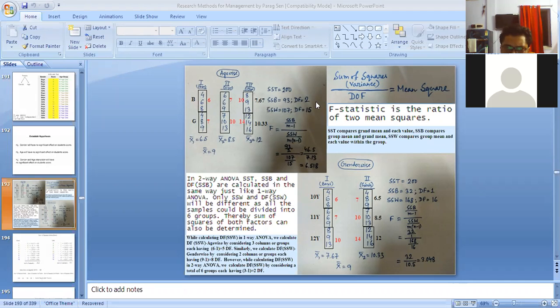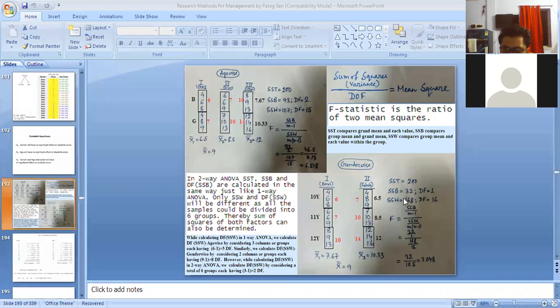And finally, your F score comes out to be 6.518. So similarly, in case of gender wise also, the total sum of square will be 200, just like that, because when you are considering the total matrix, all the elements are the same. So the sum of square total will be 200, and the degrees of freedom in this case will also be 17.